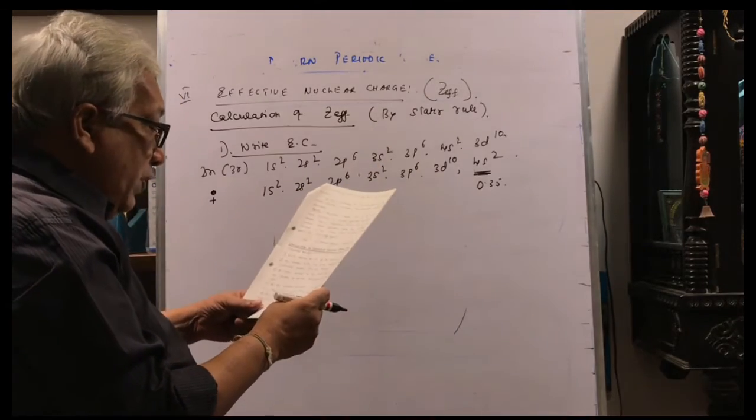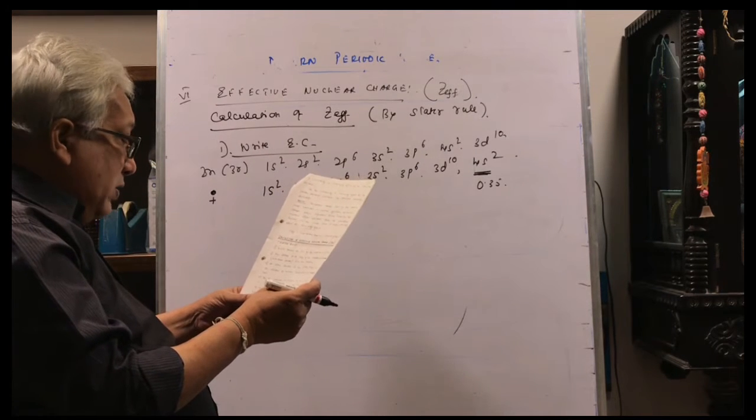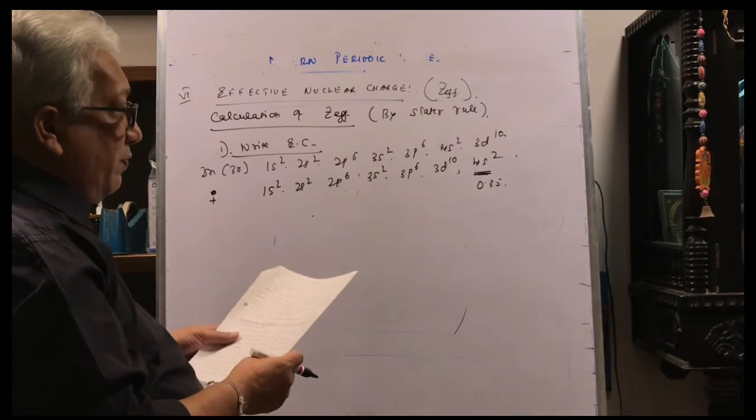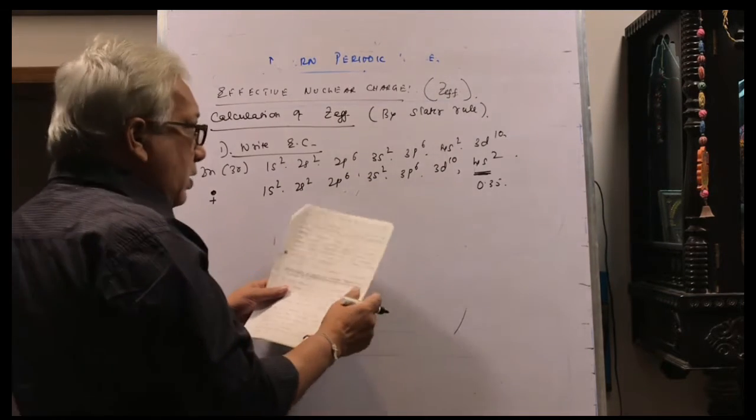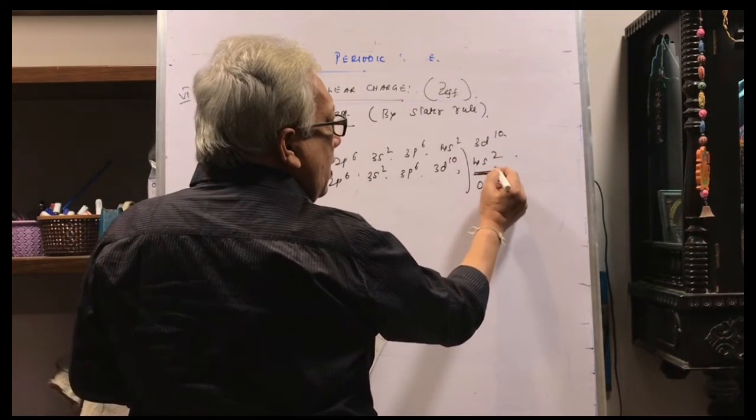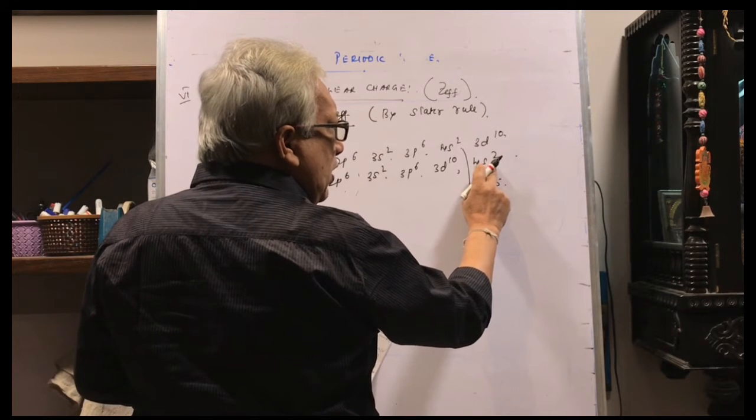If the electron of interest is of S or P, then the electrons with one less value of the principal quantum number shield to the extent of 0.85. What I mean is, suppose I am thinking of the 4s electron, and I am thinking of its effective nuclear charge.